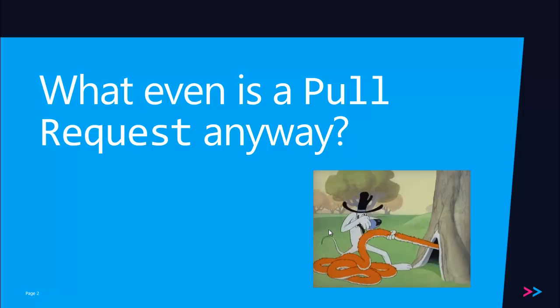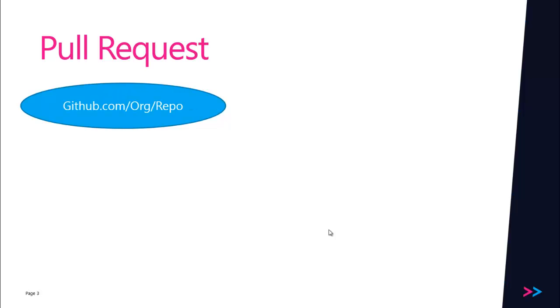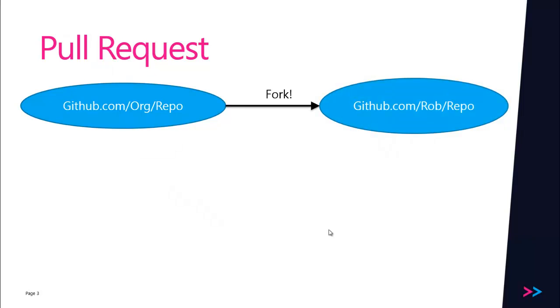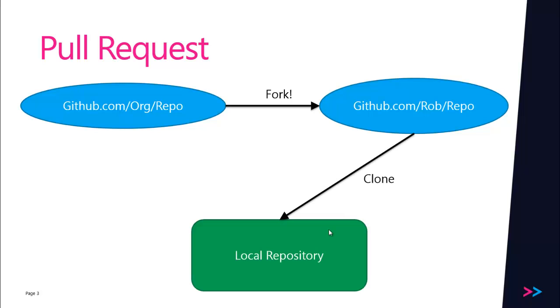Now let's take a look at a simple pull request workflow. Say you've got some sort of repository, in this case one on GitHub. You probably don't have access to that repository, but what you can do is fork that repository to your own copy. And from there you can do what you would normally do and clone it to your local file system. And from there you can make commits and changes, and eventually you might push those changes up to your fork. This is where the pull request workflow starts.